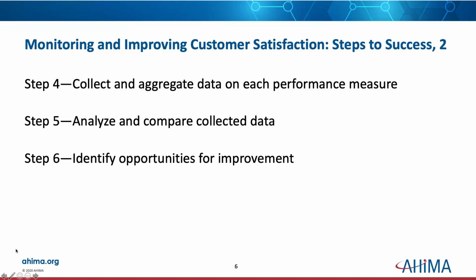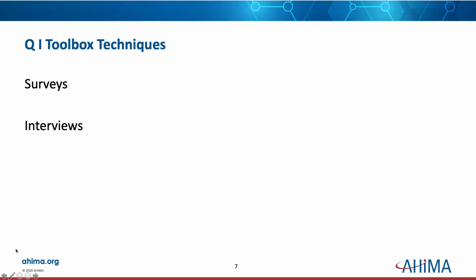Step 4 is to collect and aggregate the data on each performance measure. Step 5 is to analyze and compare that collected data. And then step 6 is identify opportunities for improvement.